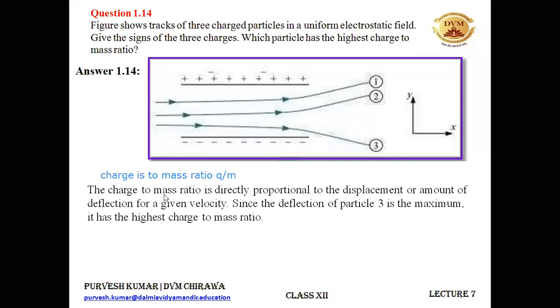So the charge to mass ratio is directly proportional to the amount of deflection for a given velocity. Since the deflection of particle 3 is the maximum, it has the highest charge to mass ratio. All right. Because the more the charge, the more the deflection, and the less the mass, the more the deflection. That's why charge to mass ratio is directly proportional to the deflection. Particle 3 has the highest deflection, and that's why it has the highest charge to mass ratio.